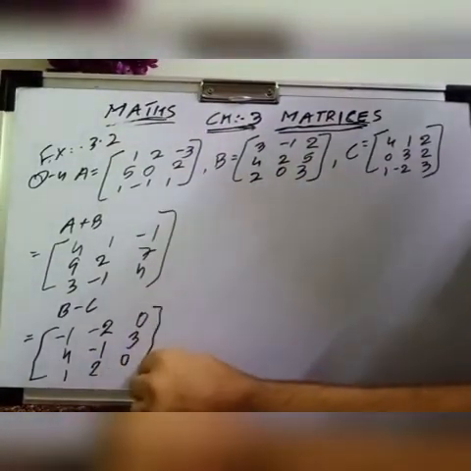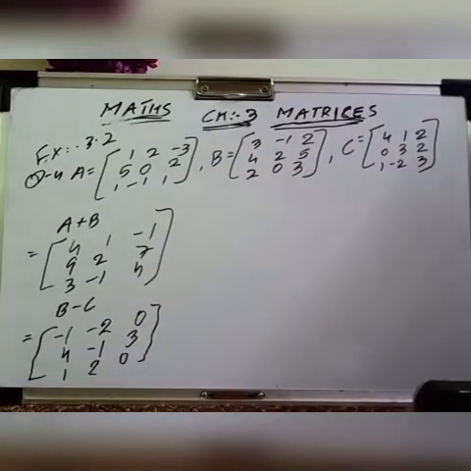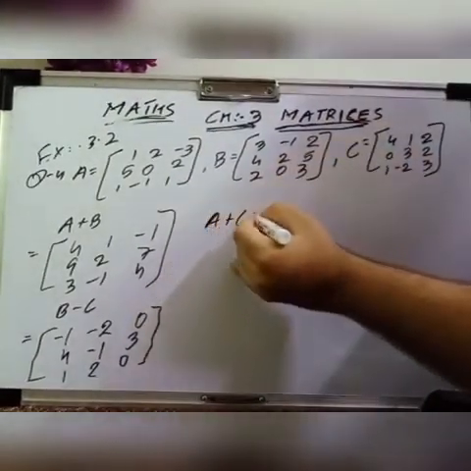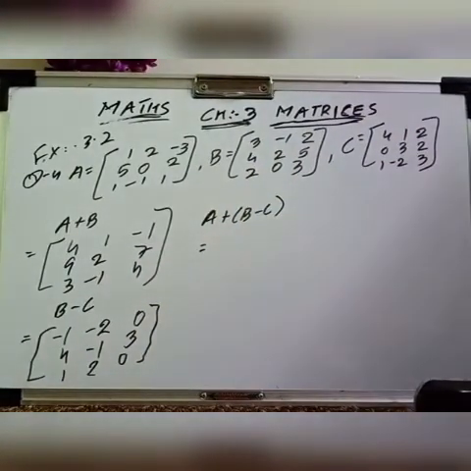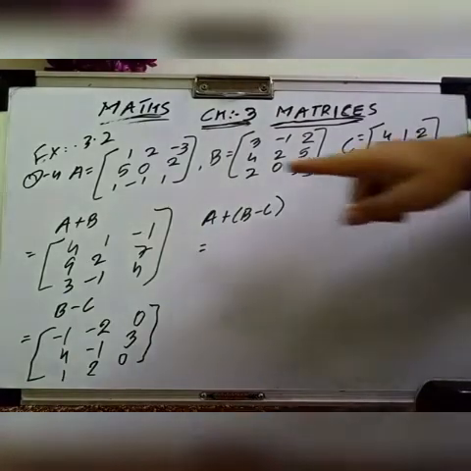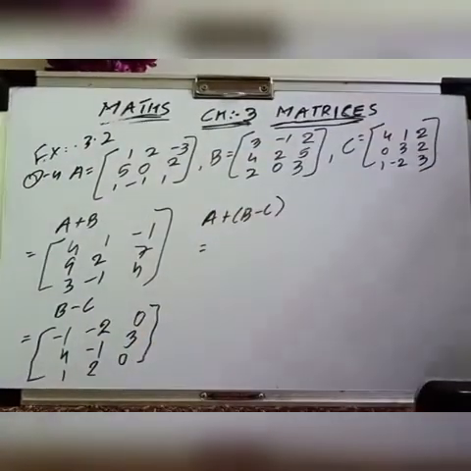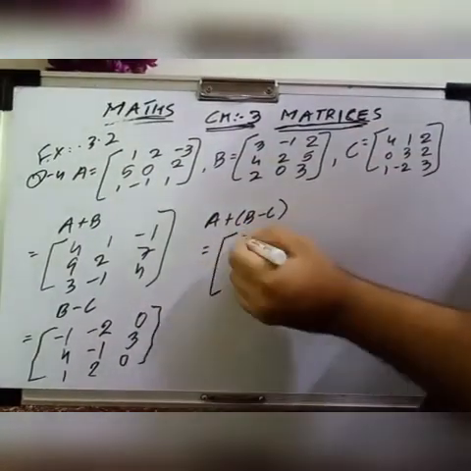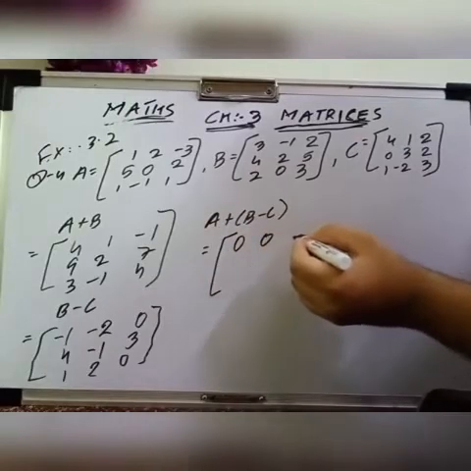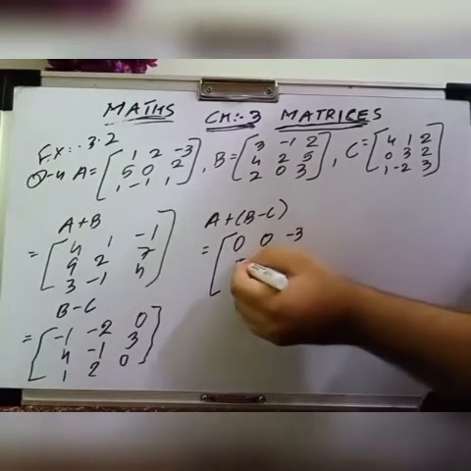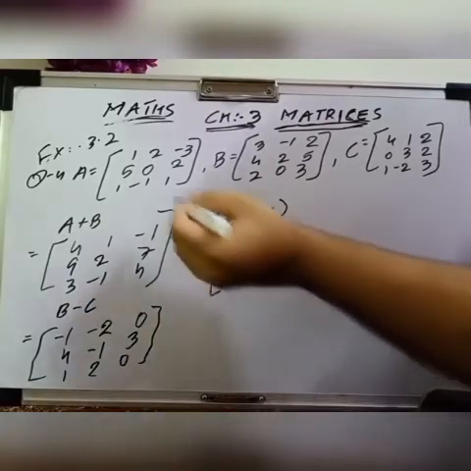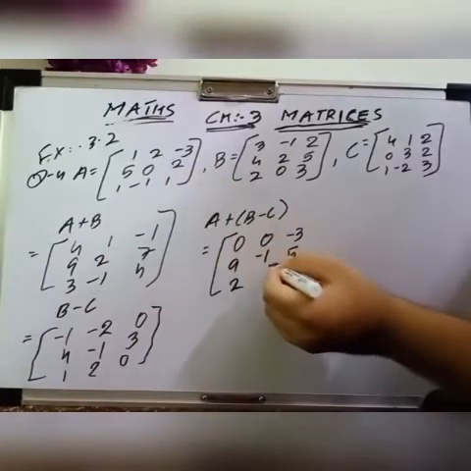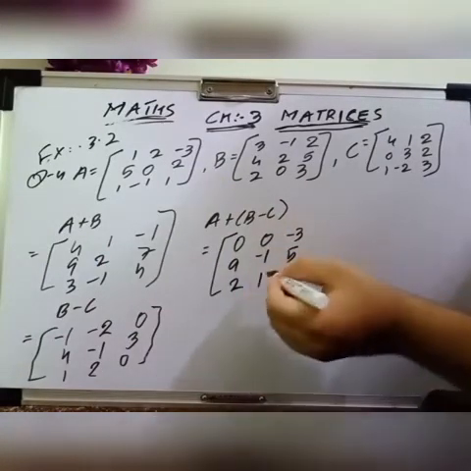Right. We are also asked to verify the value of a plus b minus c is same as a plus b minus c. So we'll verify that. Let's add a and b minus c. So this is a, this is b minus c. So we'll add them. 1 plus minus 1 is 0, 2 minus 2 is 0, minus 3 plus 0 is minus 3, 4 plus 5 is 9, 0 minus 1 is minus 1, 2 plus 3 is 5, 1 plus 1 is 2, minus 1 plus 2 is 1, 1 plus 0 is 1.